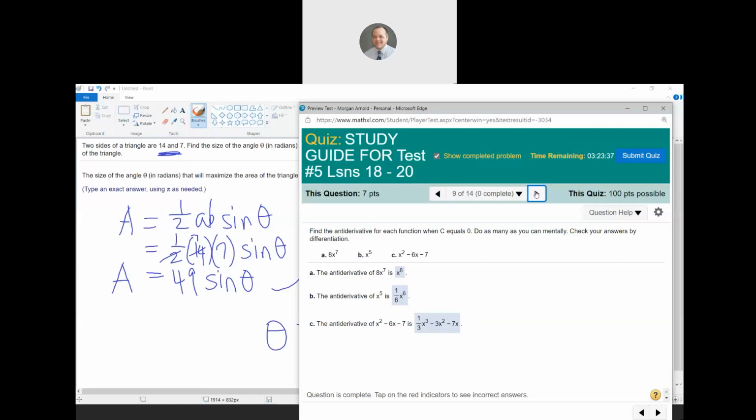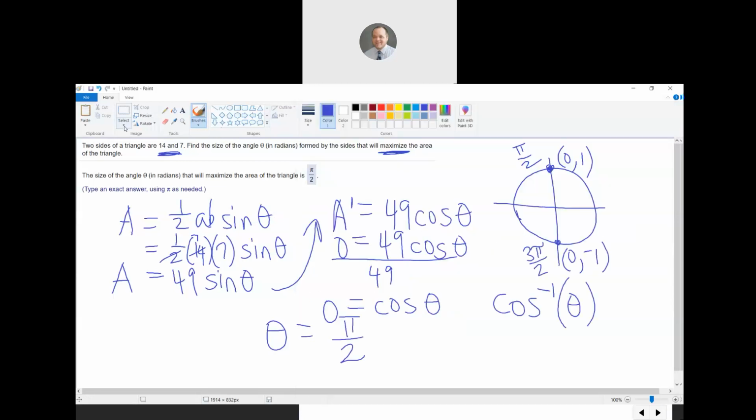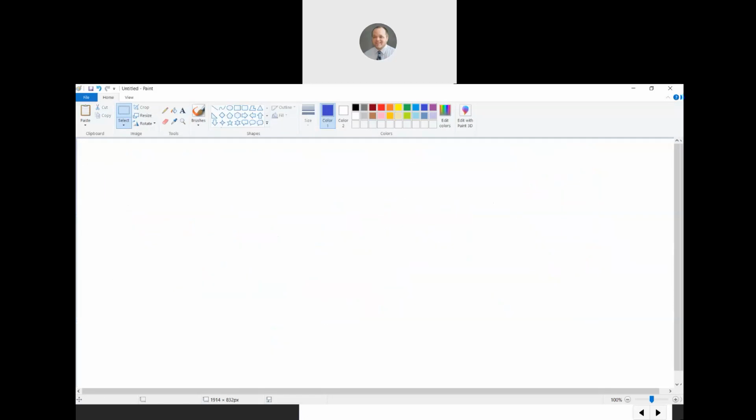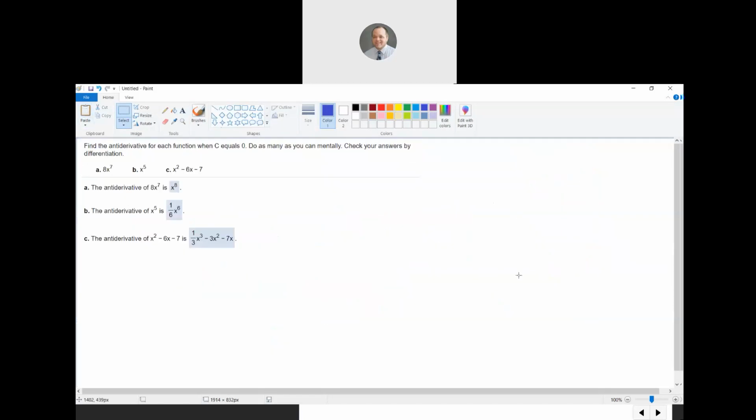Question 9. Find the antiderivative for each function when c equals 0. So if c is equal to 0, then you do not have to put plus c. Do as many of these as you can mentally. I'm still going to show you or review with you how to take the antiderivative. The antiderivative, let's start with question A.